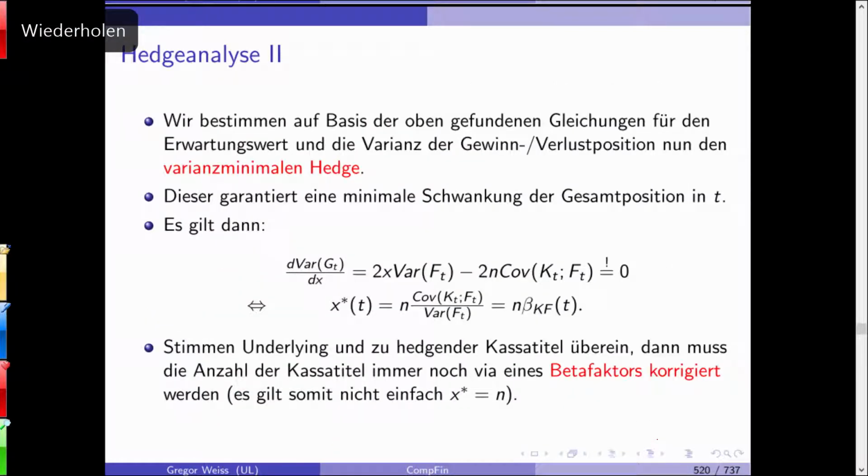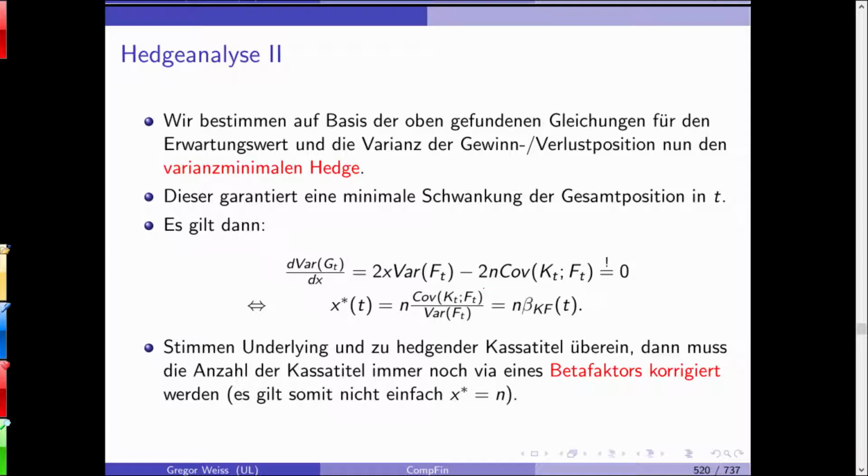And now we can study here. We can try to estimate the number of futures needed for a minimum variance hedge. How can we do this? We simply take the variance, take the first derivative with respect to the number of futures, and then set it to 0. And we can see that the result will be 2X times the variance of the future price minus 2N times the covariance of the spot and the future price.